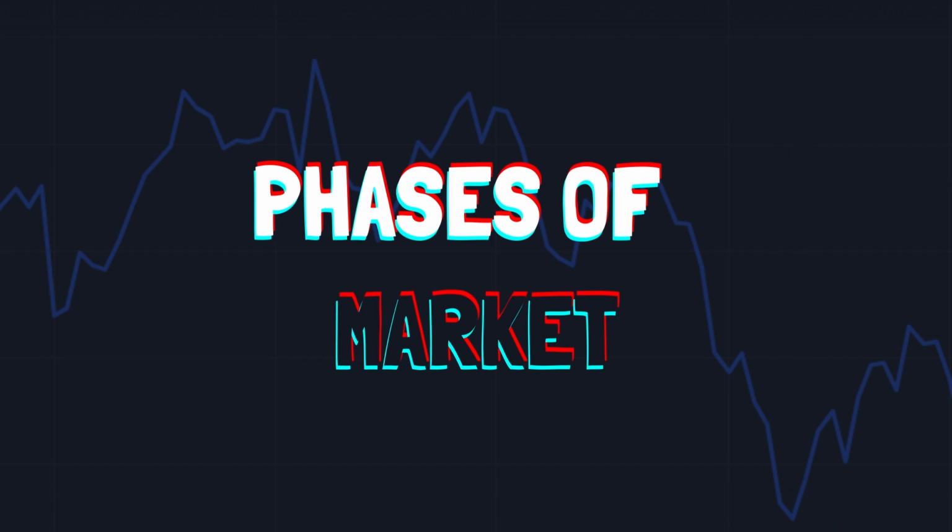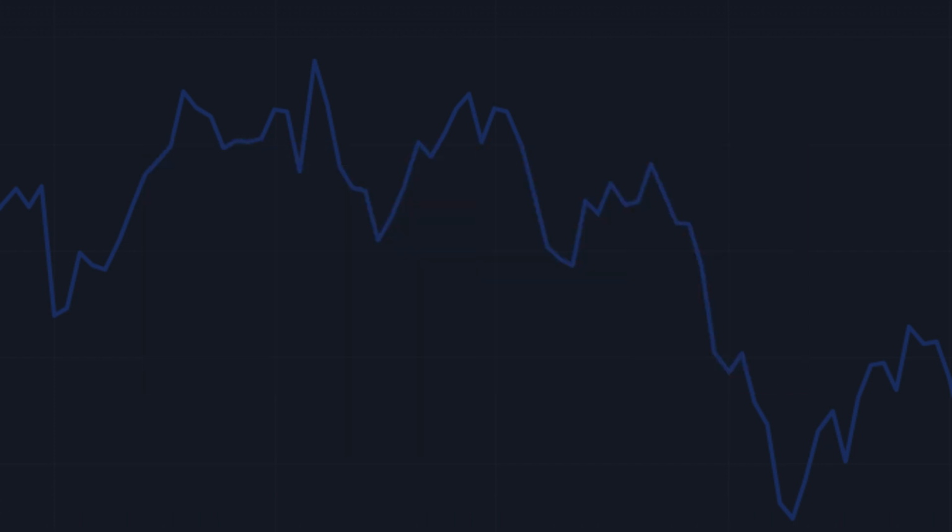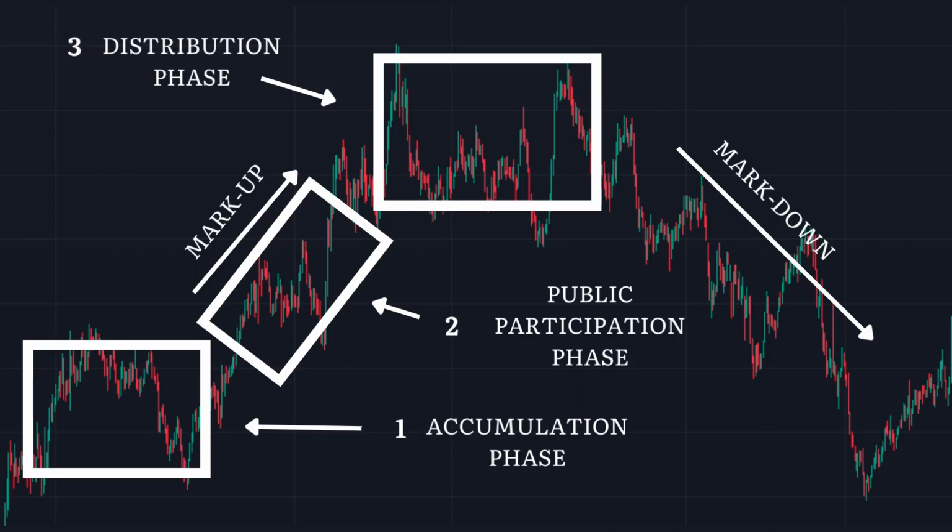Now, as we have understood the types of trends in the market, let's see the various phases of the market. As you can see here, the first phase is the accumulation phase. This phase represents informed buying by some big players of the market.